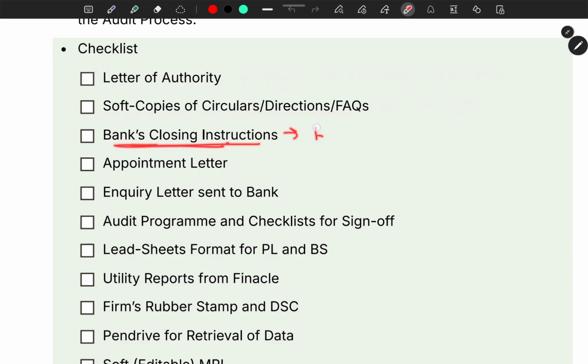You will ask this from the branch as well. Ask the branch to share it so you can read it thoroughly and understand what kind of closing the branch manager is expected to do. You should have your appointment letter. You should have your inquiry letter which is sent to the bank.